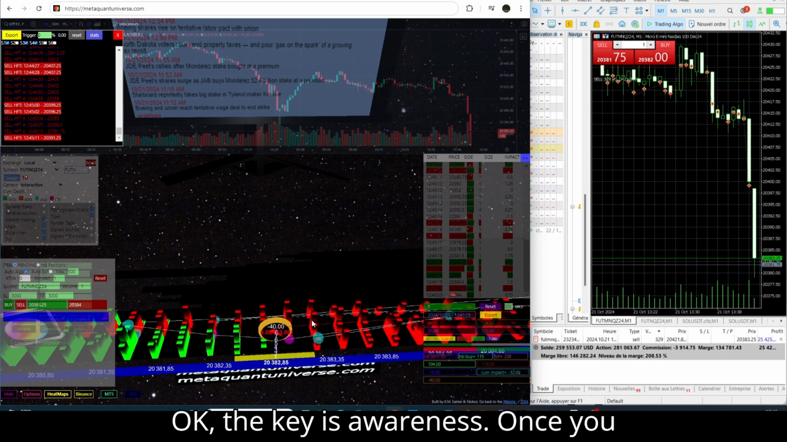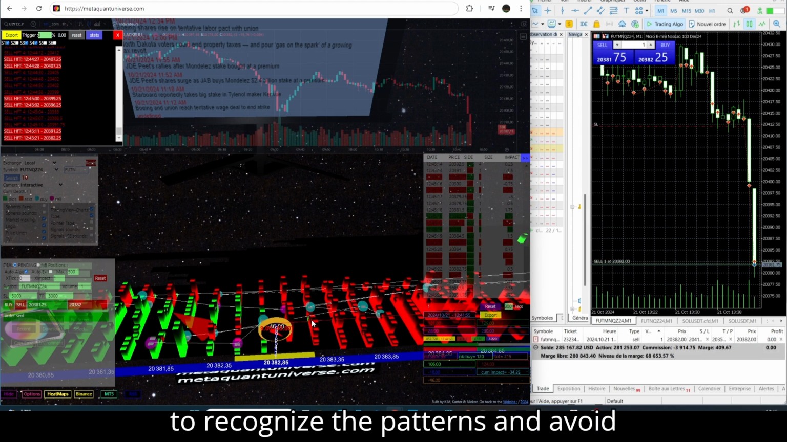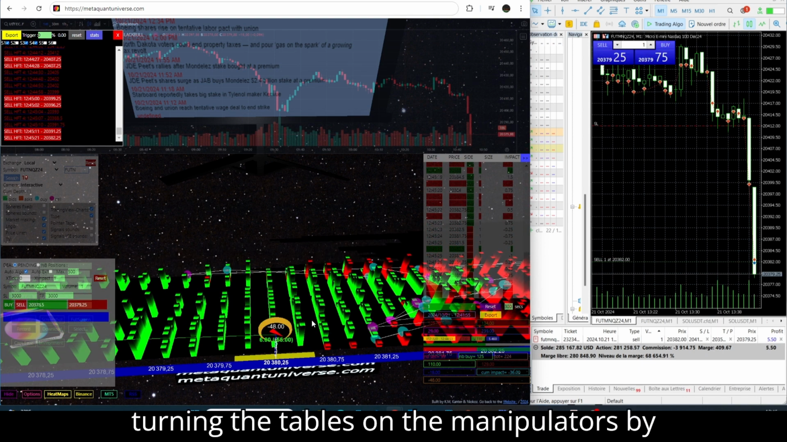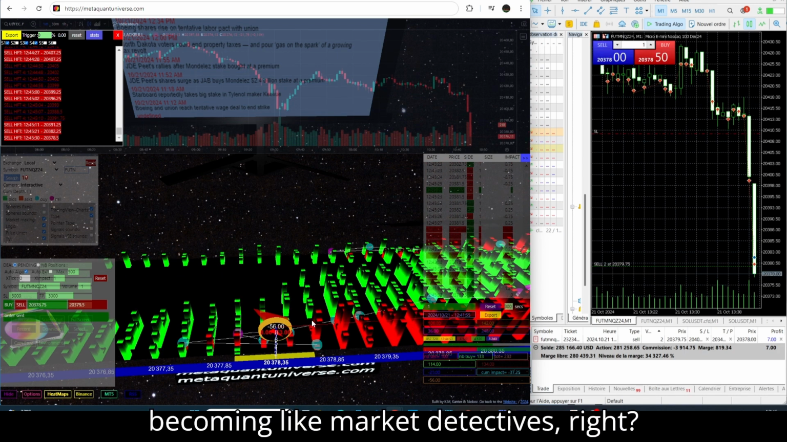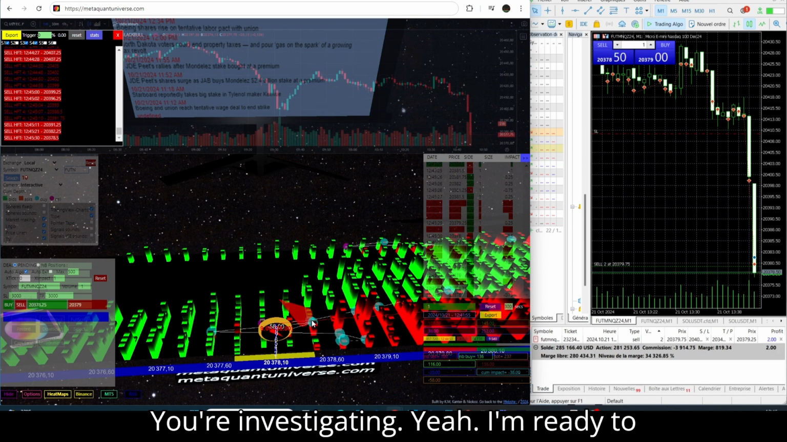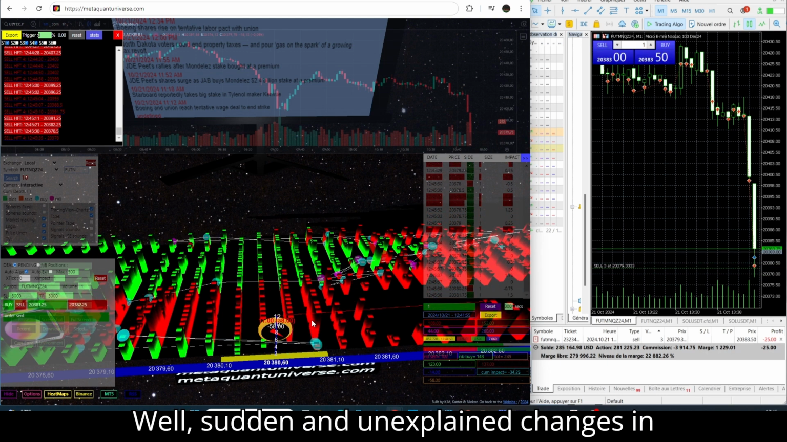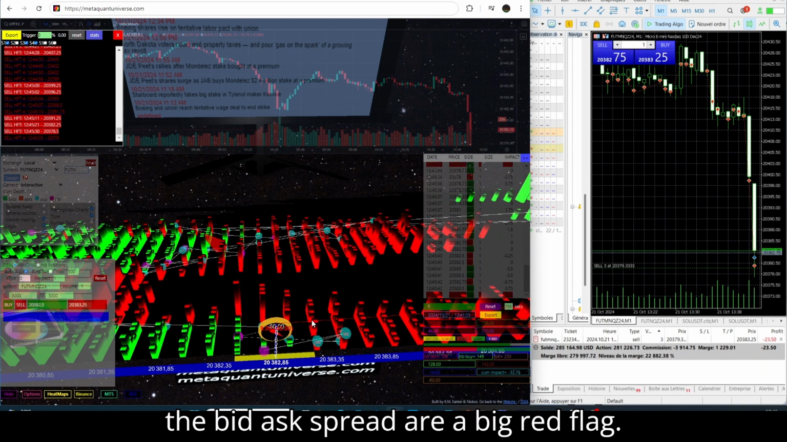Not at all. The key is awareness. Once you understand these tactics, you can start to recognize the patterns and avoid falling prey to them. So we're turning the tables on the manipulators by becoming market detectives. Right, you're investigating. I'm ready to put on my Sherlock Holmes hat. What other clues should we be looking for? Well, sudden and unexplained changes in the bid-ask spread are a big red flag.